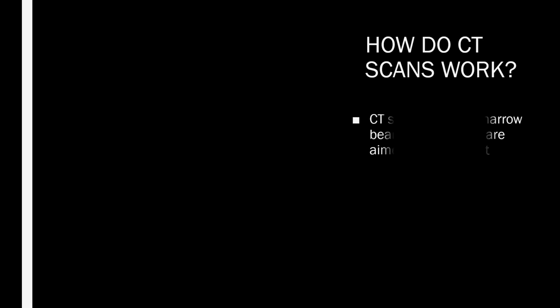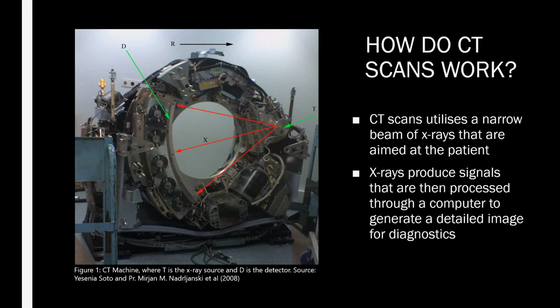How do CT scans work? CT scans utilize a narrow beam of X-rays that are aimed at the patient and are slowly rotated around the body in order to produce a cross-sectional image. The X-ray beam produces a signal that is then processed through a computer and allows us to generate detailed images for diagnostics. The beam is not fixed unlike a typical X-ray scanner. The source is motorized around the circular shaped opening of the CT machine and shoots a narrow X-ray beam.